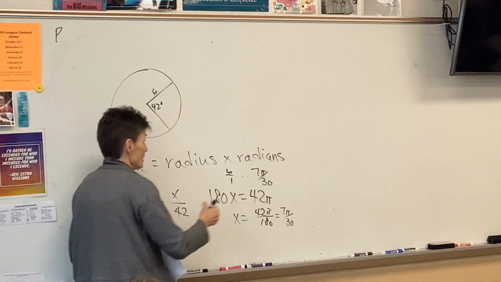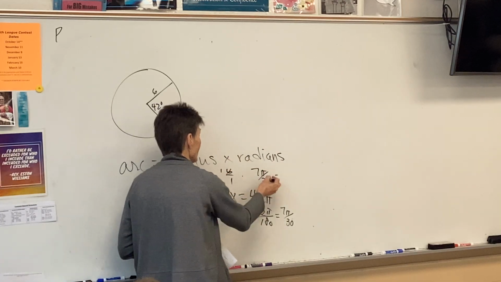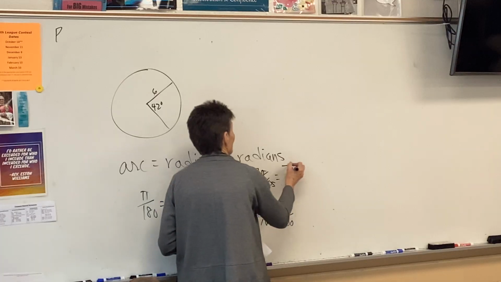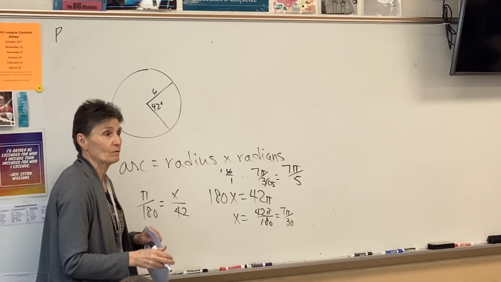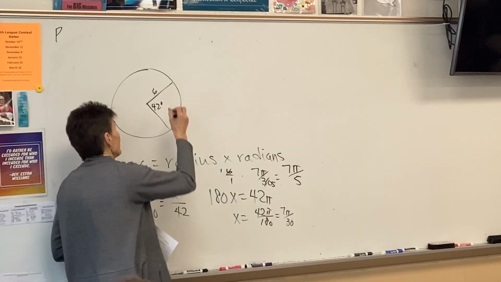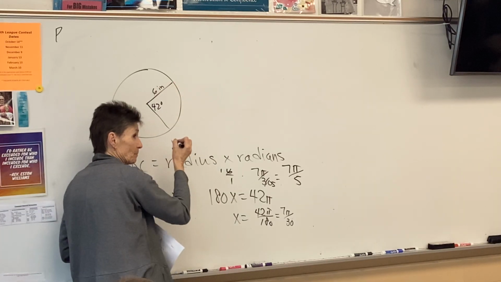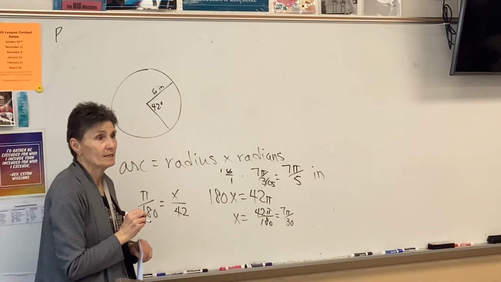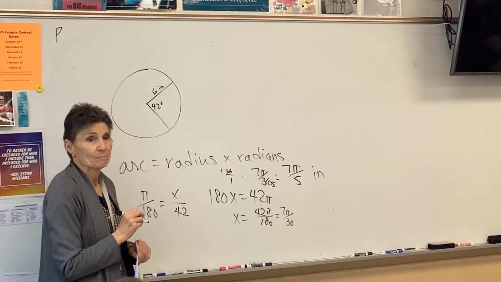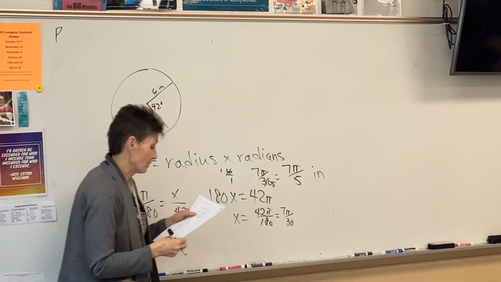Right? So I'm going to go straight across, or I can cross cancel. Whatever flips your switch, when you reduce, the answer will be 7 pi over 5. If this had a unit on it, like 6 inches, then the arc length would be 7 pi over 5 inches. Okay, got it?